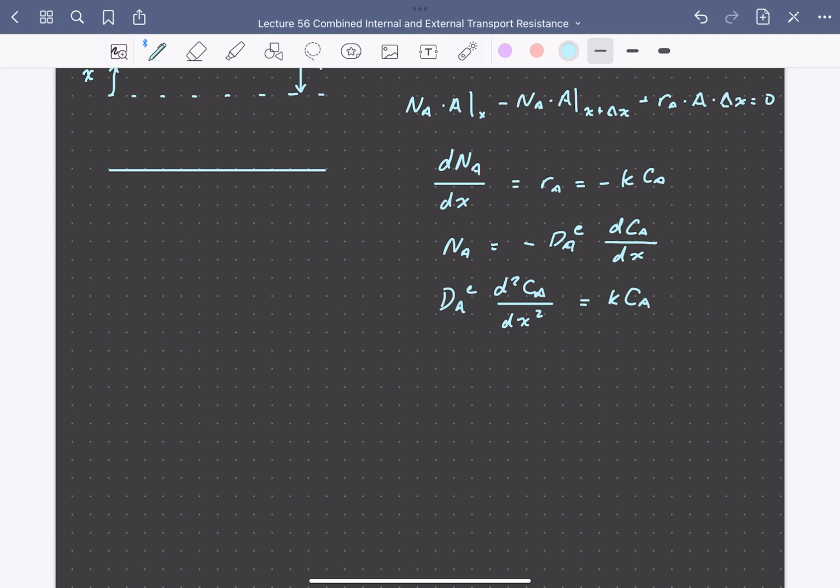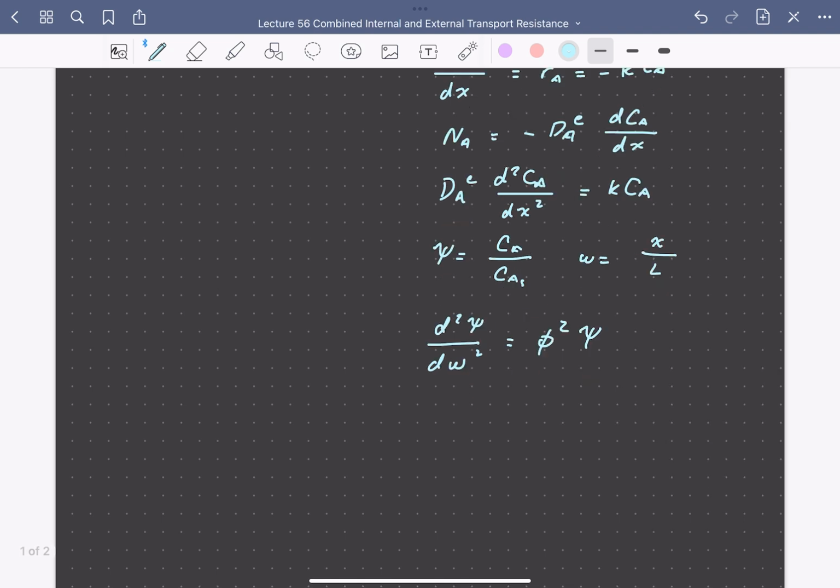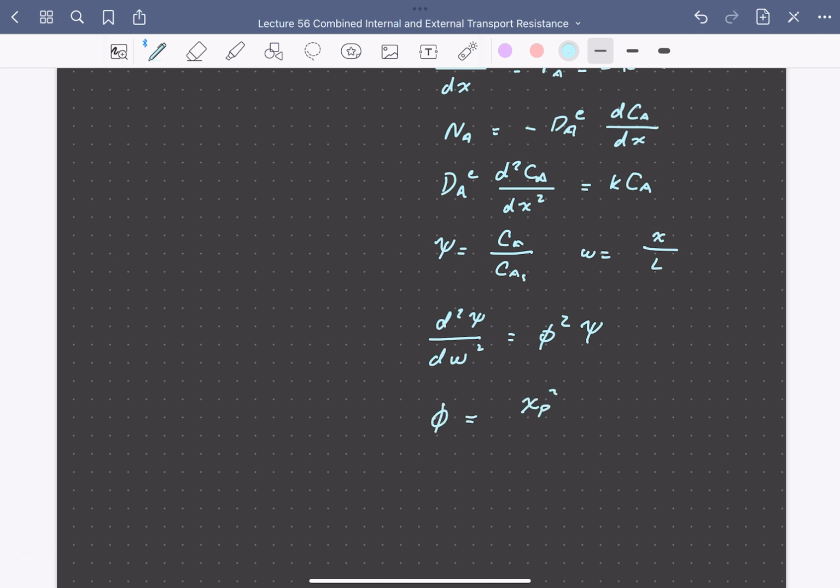We can non-dimensionalize this differential equation using non-dimensional parameters for concentration and position. So we'll label these psi and omega, to obtain this differential equation shown here, which depends on the Thiele modulus. For a first-order reaction in our flat plate, the Thiele modulus is equal to the half thickness of the slab times the reaction rate constant divided by the effective diffusivity of A through the slab, all to the 1/2.